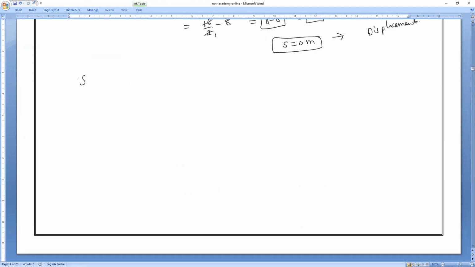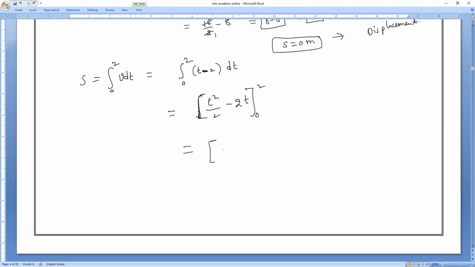So S is equal to the integration of v dt, from 0 to 2. What is the V value? t minus 2 dt. Integrating gives t square by 2 minus 2t, with limits 0 to 2. Applying that: 2 square by 2 minus 2 into 2, minus 0 square by 2 minus 2 into 0.